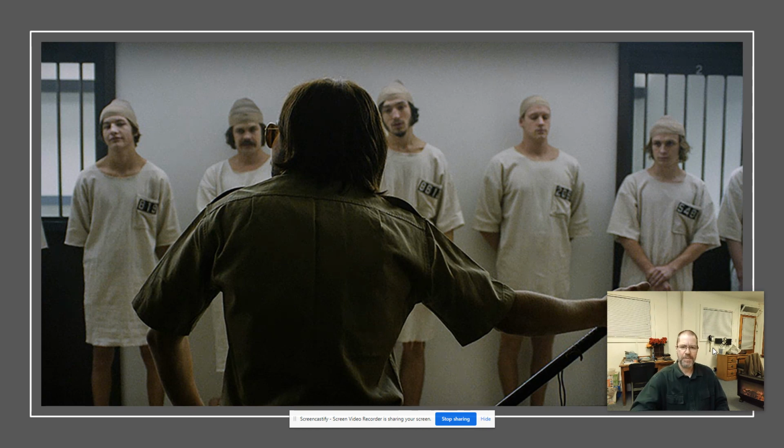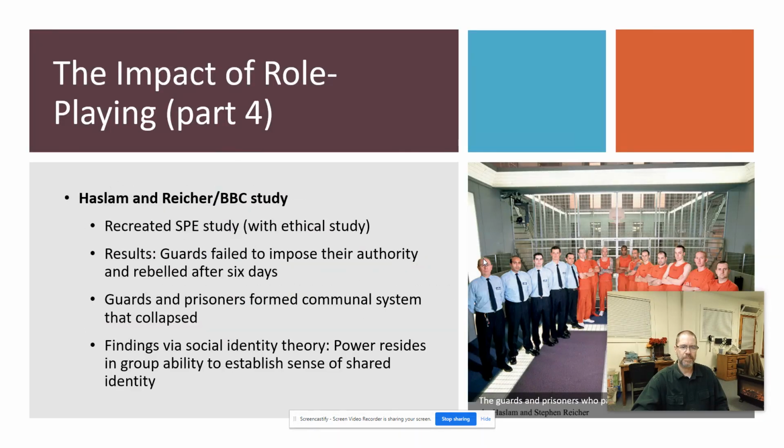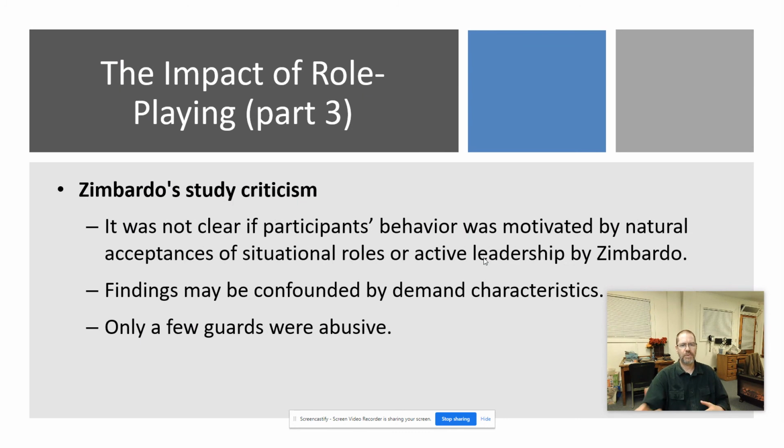Now, just to finish up here a little bit. So what about some criticism of Zimbardo's study? It wasn't clear if participants' behavior was motivated by natural acceptance of situational roles or active leaders. Now here's the thing, right? We mentioned what the conclusions and findings were. But come to find out that in Zimbardo's study, the guards were being influenced by Zimbardo's active leadership and encouragement in certain areas. So to me, that taints the study altogether.